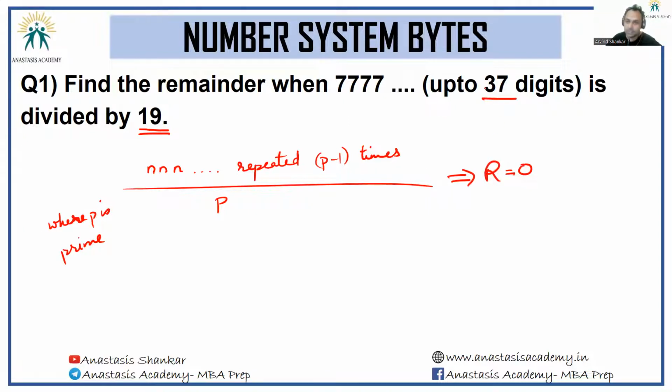because it is up to 37 digits. So I can get rid of 36 digits straight away. And I'm left with 7 divided by 19. Answer to the question is 7.